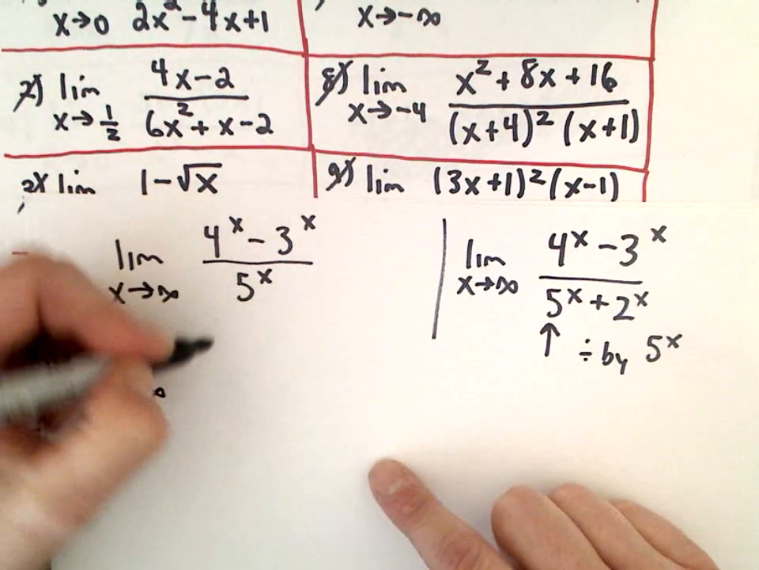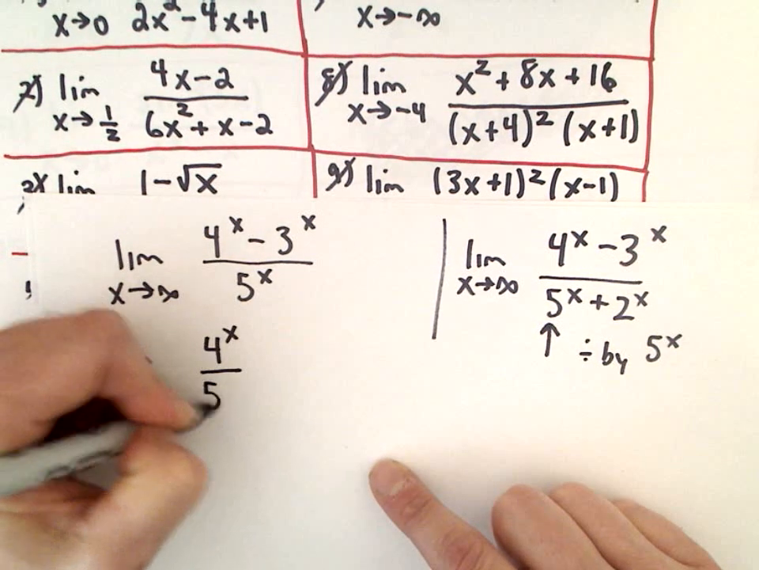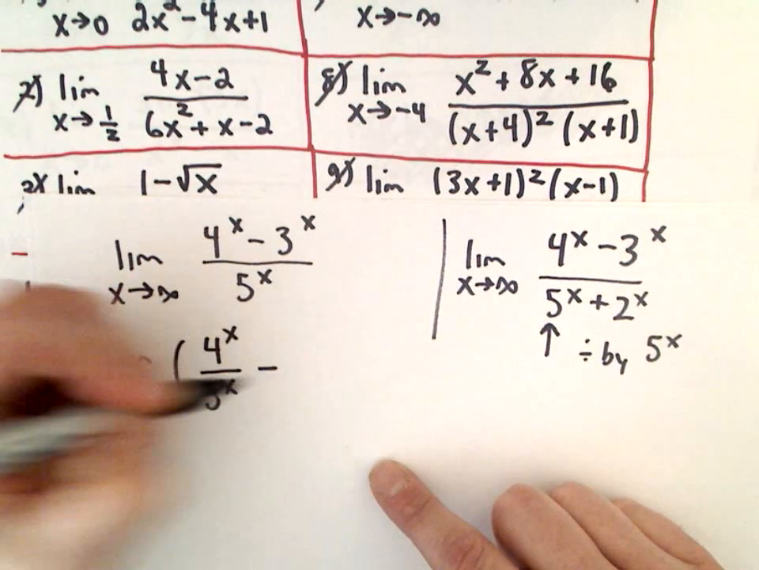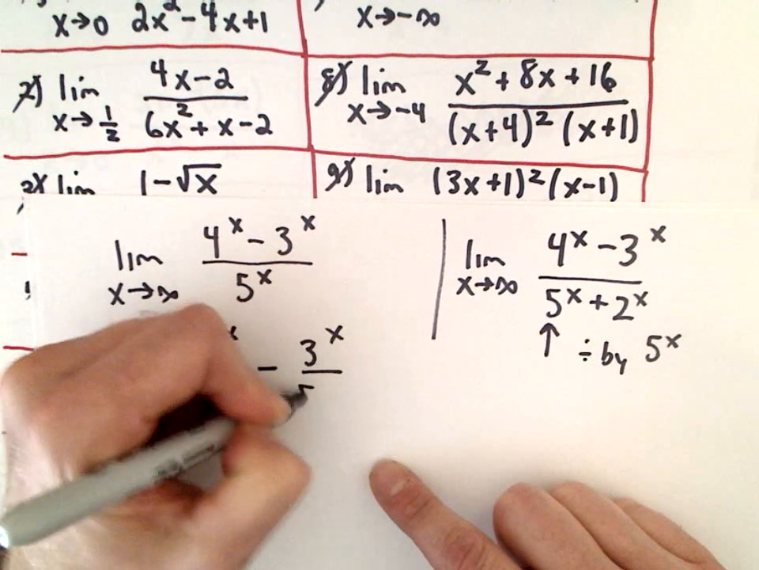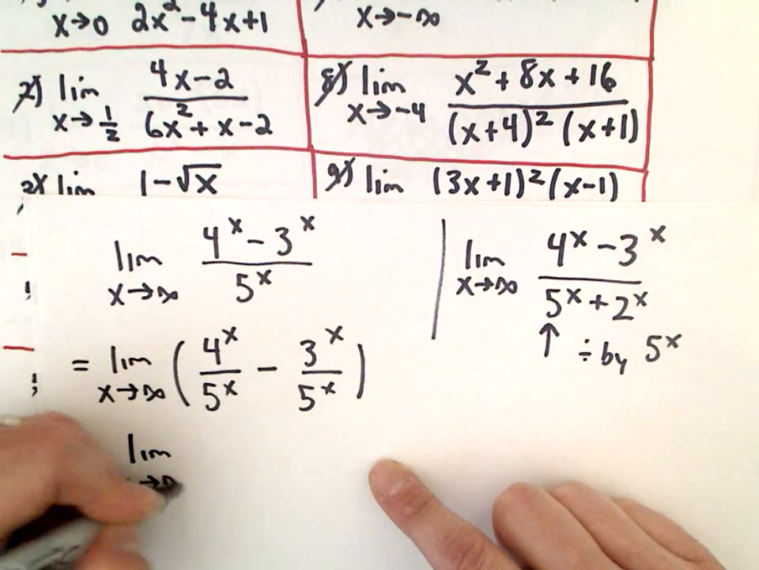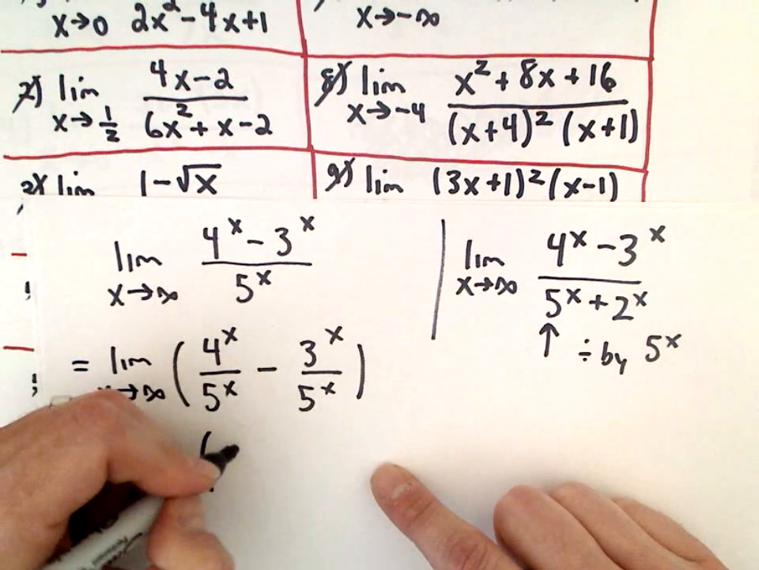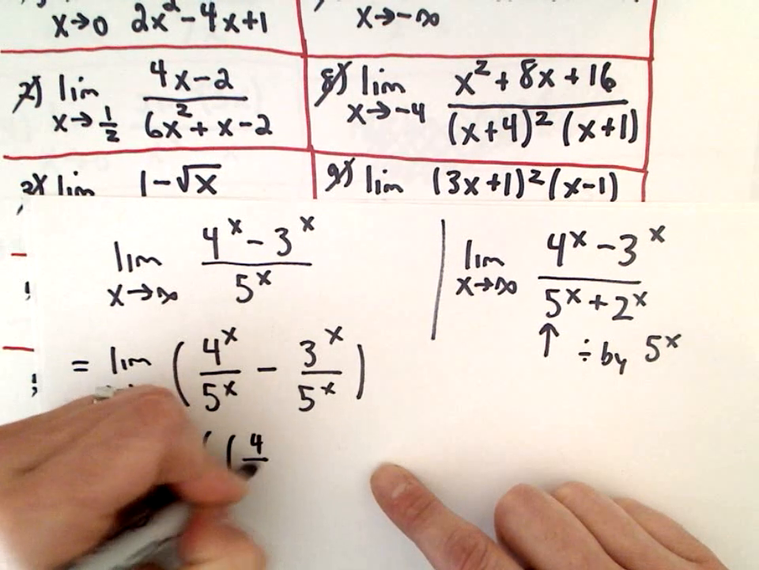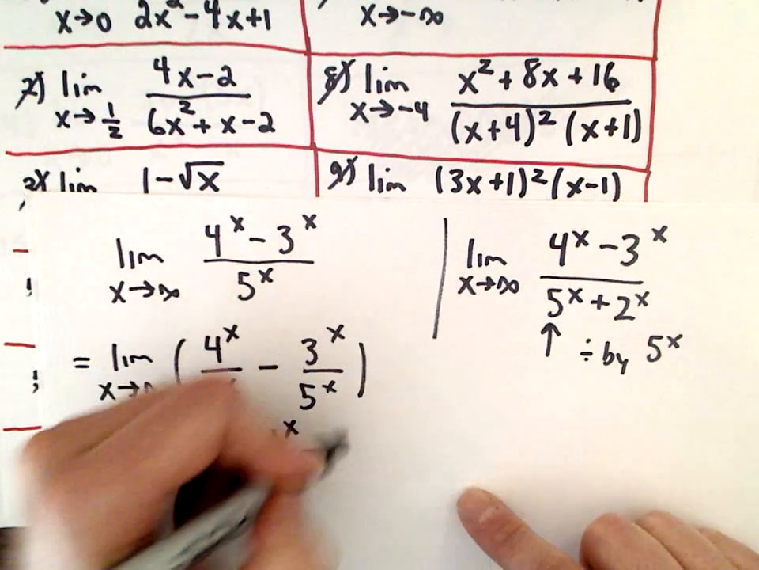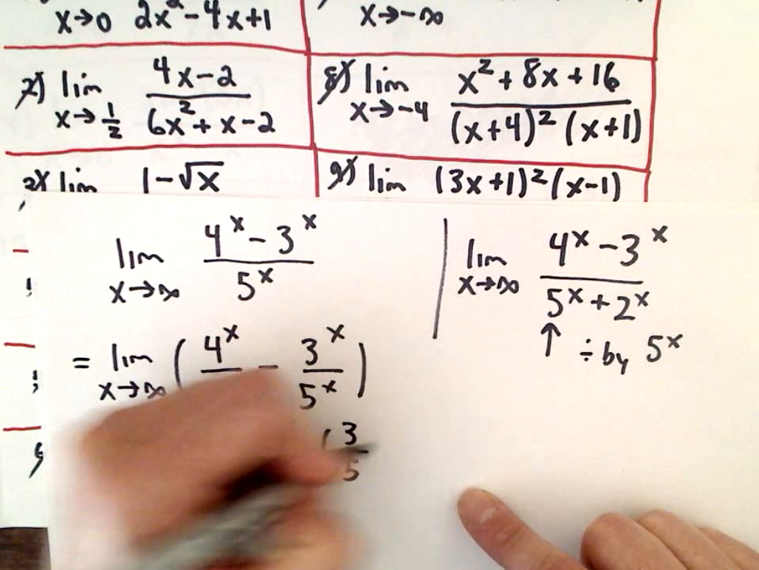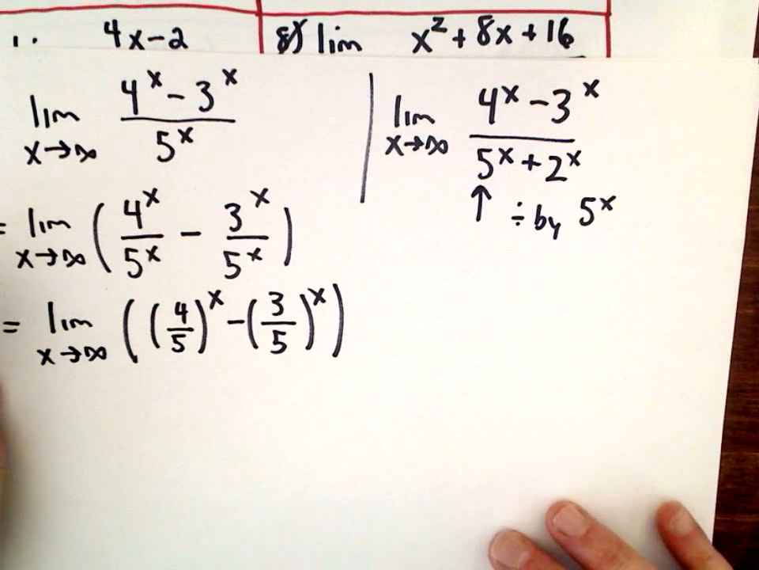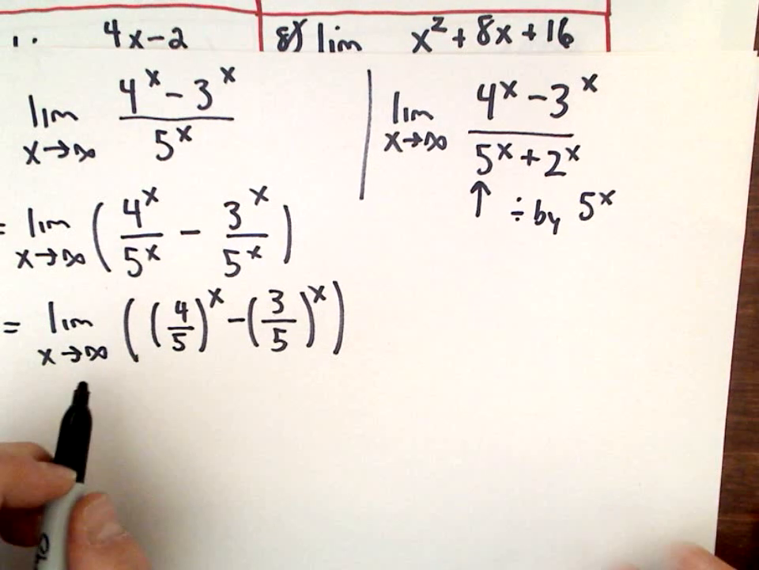well, I've got a single term in the bottom, so I can always just break this up into two fractions. So the limit as x goes to infinity of 4x over 5x minus 3x over 5x. Well, 4x over 5x, I could write that as 4 over 5 raised to the power of x. 3x over 5x, that's going to be 3 over 5 raised to the power of x. And now, again, I have to stop and think. So this is where kind of number sense comes in.